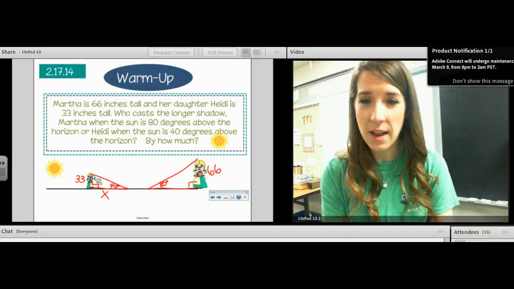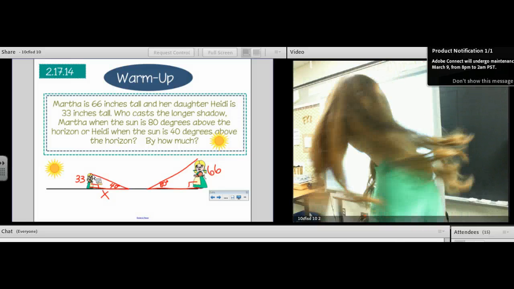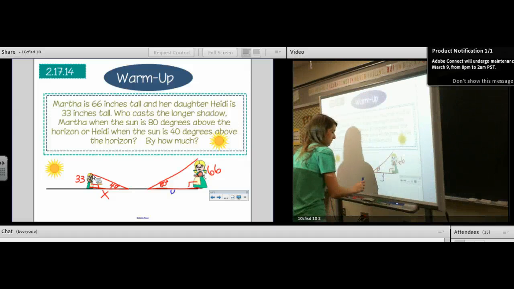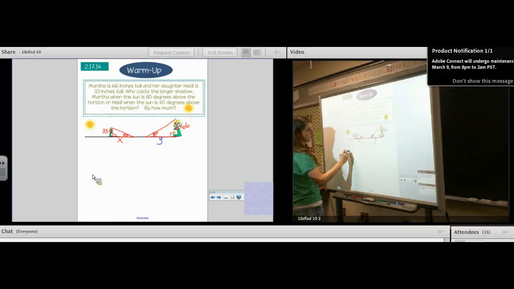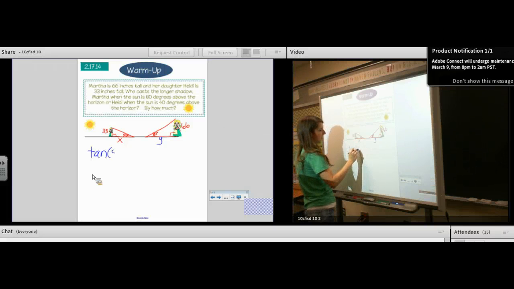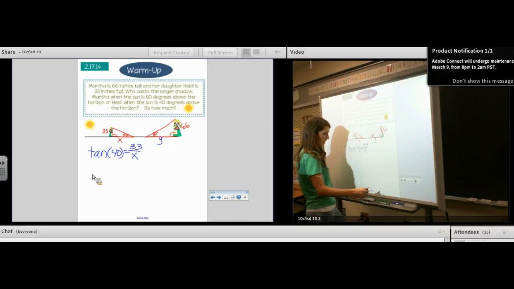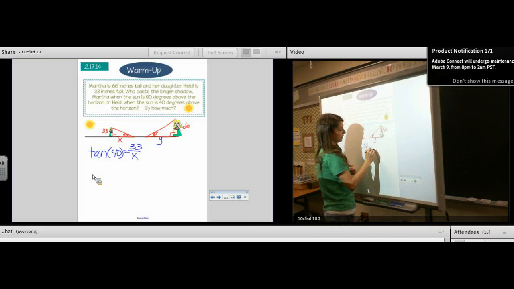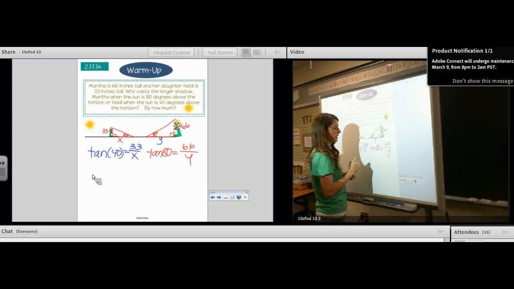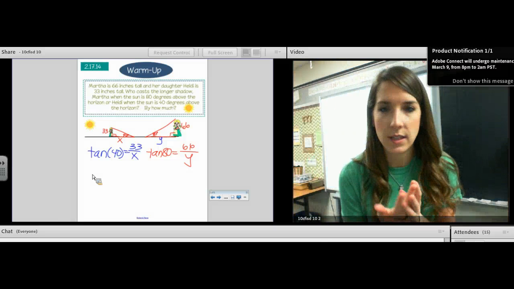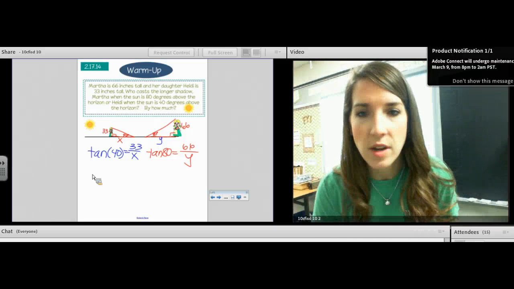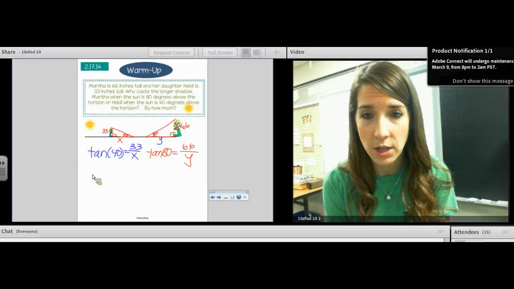So what are we going to use both times? Tan. Yep, tan both times. Tan 40 equals opposite over adjacent. Tan 80 equals opposite over adjacent. And then not only does it ask who has the longer shadow, but we want to know by how much. So it's going to be a subtraction problem as well.